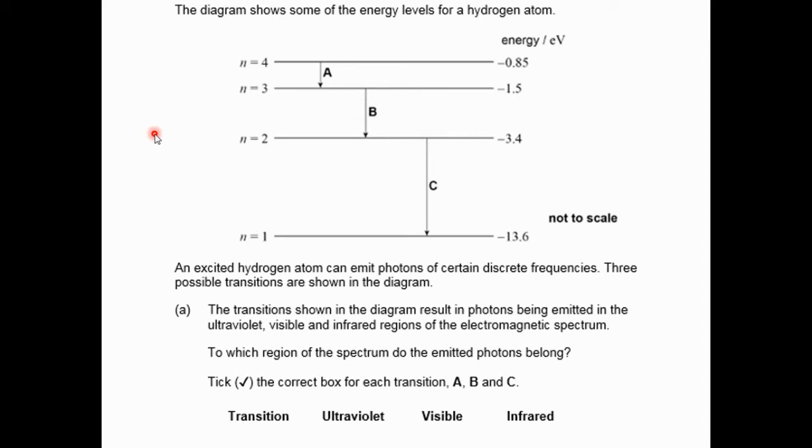So this is a relatively easy question. The largest energy gap must be ultraviolet, so that is C. The smallest energy gap must be infrared, so that is A. And then B is the one in the middle, that is visible light.